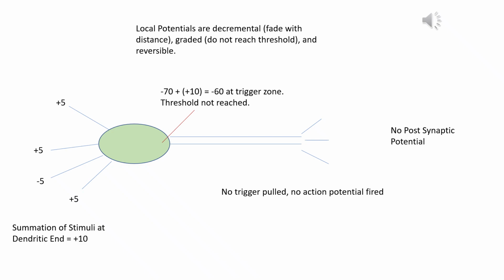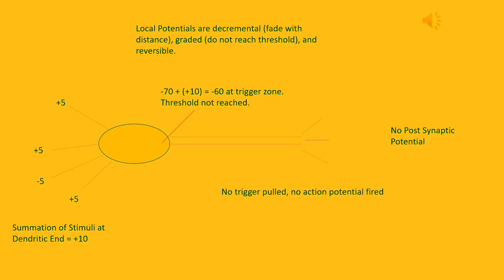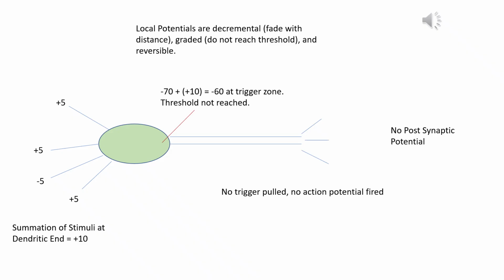So that's what the illustration is all about. Now let me show you what the numbers are all about. I'm talking about the difference between a local potential and an action potential. A local potential is an area of depolarization in the nerve cell body. I told you on the previous slide that it is a summation of stimuli.